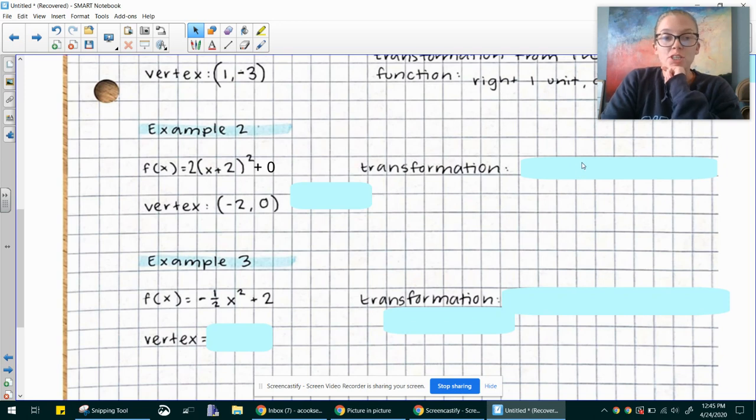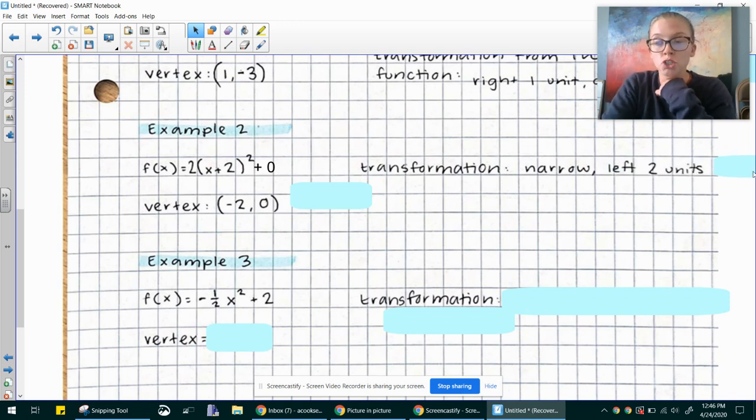For our transformation of this function, let's start with our a value. Our a value is positive, so it's not going to flip, but it is greater than 1. It's 2. So that means that our function is going to get narrow. And then because our vertex is at -2, 0, we know that our function moved left 2 units.